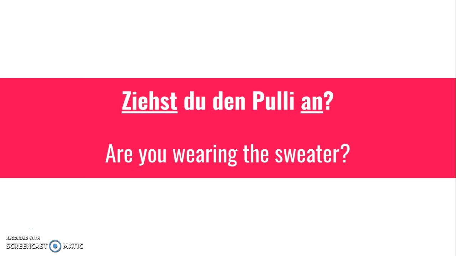Example sentence with anziehen. Ziehst du den Pulli an? Now here it's a question, so our verb is in first position because there's no question word, and our prefix is at the end still. So, ziehst du den Pulli an?